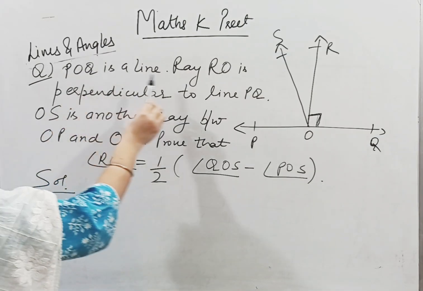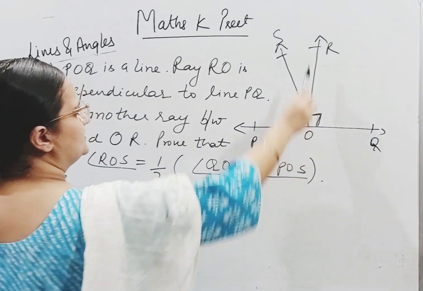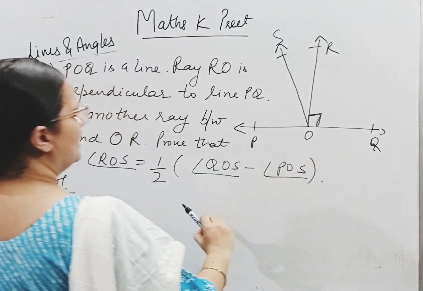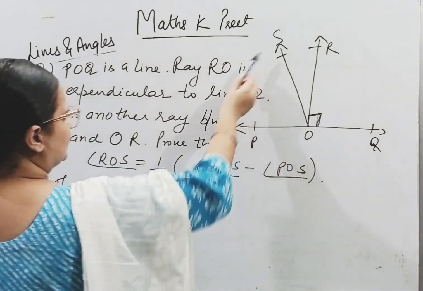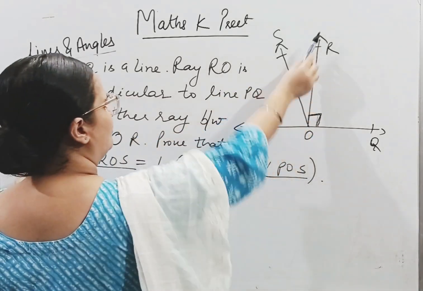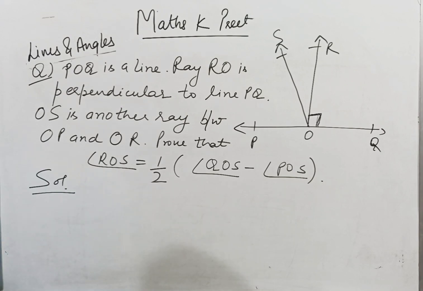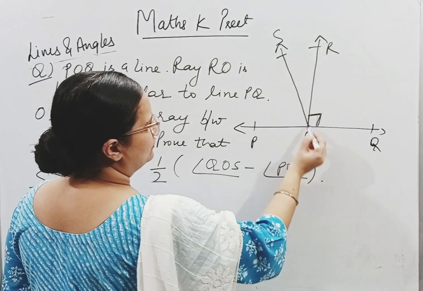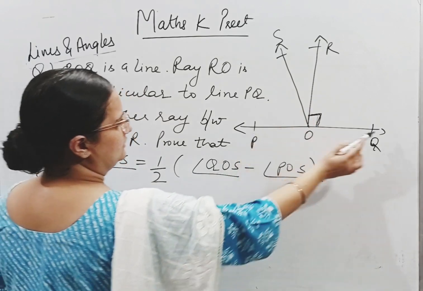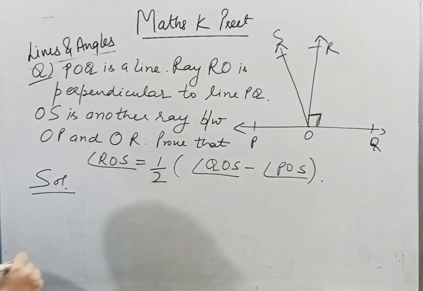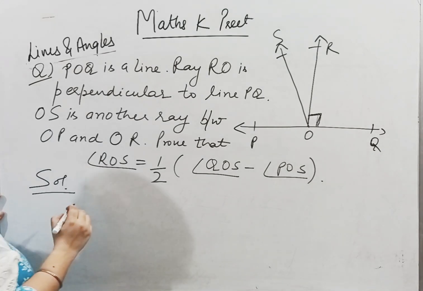Question says POQ is a line. Ray OR is perpendicular to PQ, and ray OS is a ray between OP and OR. Prove that angle ROS is equal to half of angle QOS minus POS. So let's proceed to the solution.